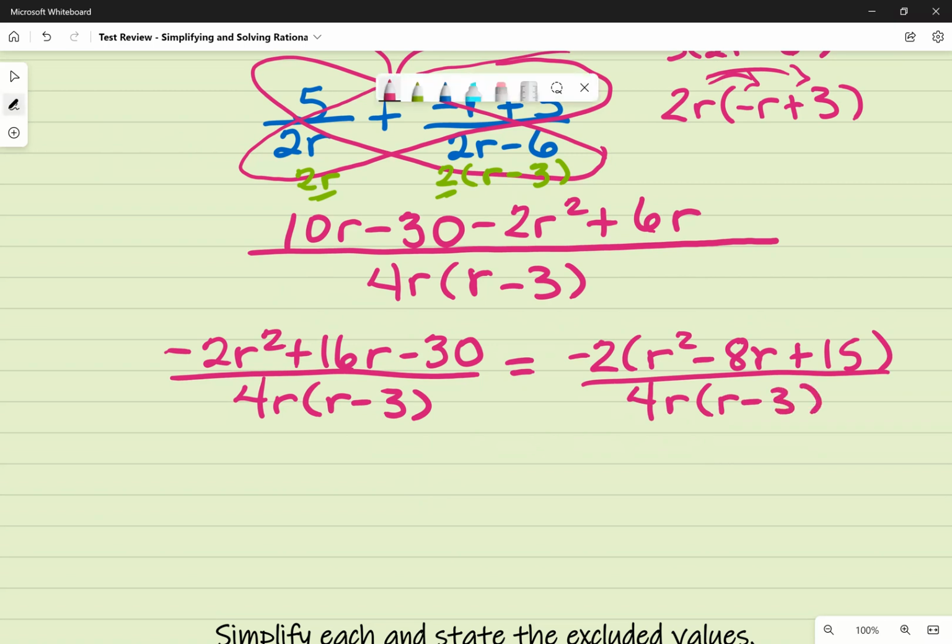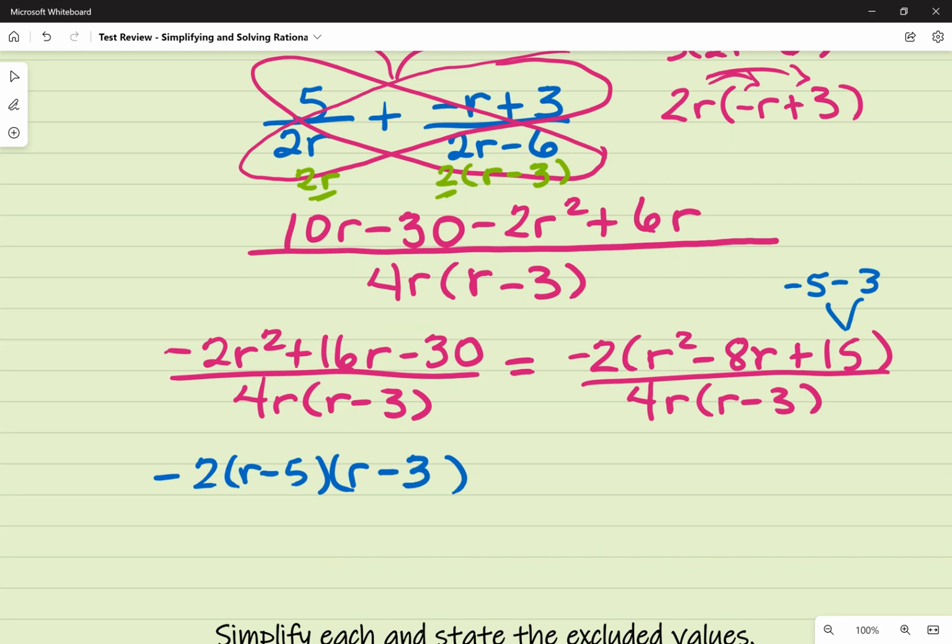If I look again, I can see that I can still factor even further. So I have negative 2, and r times r is going to give me that r squared. And now I need to figure out what will give me 15, but also add to give me negative 8. Well, I know 5 times 3, but that's going to give me a positive 8. So I need to change the signs. I have a negative 5 that's going to go here and a negative 3 that's going to go here. And that meets my criteria.